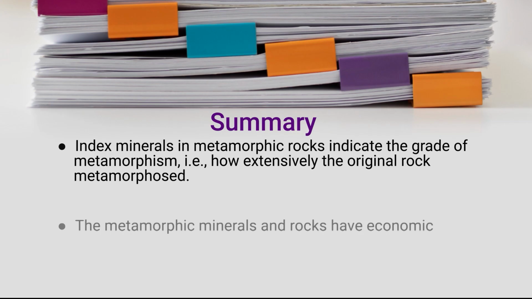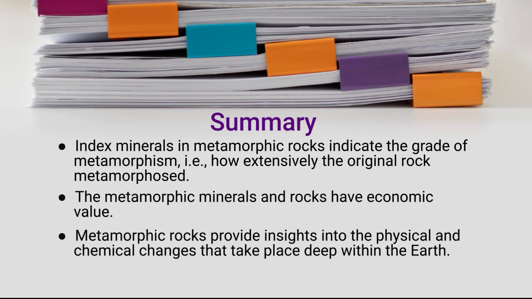Metamorphism is a part of the rock cycle, and index minerals are the minerals in the metamorphic rocks which can indicate the grade of metamorphism, how extensively the original rock has metamorphosed. Depending on that, the minerals will indicate what temperature and pressure range they have undergone. The metamorphic rocks and minerals have economic value, and metamorphic rocks obviously provide insights into the physical and chemical changes that take place deep within the earth.